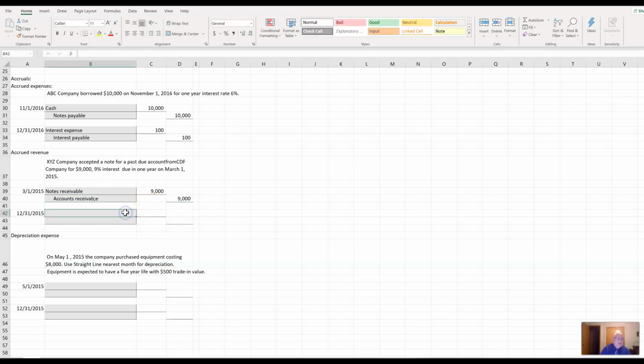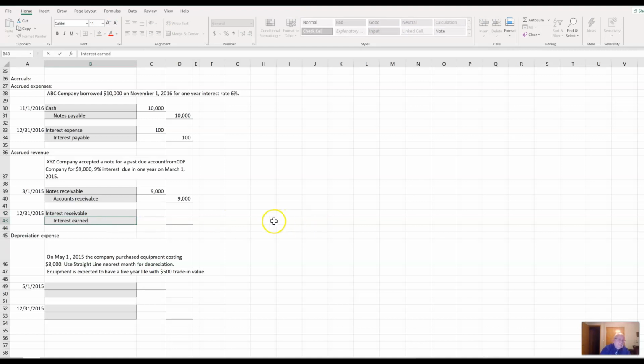Now, since we have a note with them, they owe us interest. So this is a note that they owe us. So it's still interest, but it's not interest expense. It's going to be interest receivable. It's not due yet. That's why they haven't paid it. And this will be interest earned.